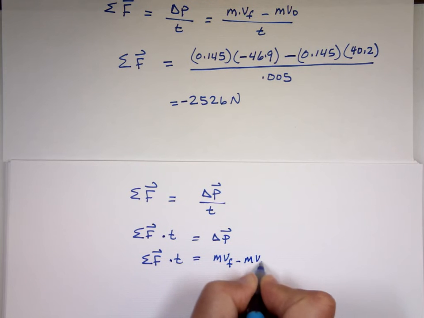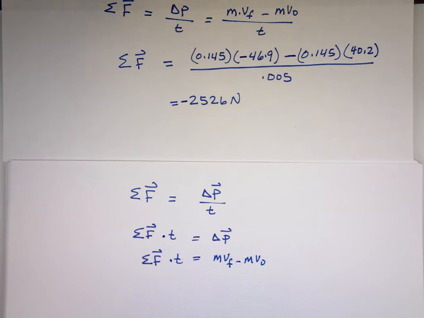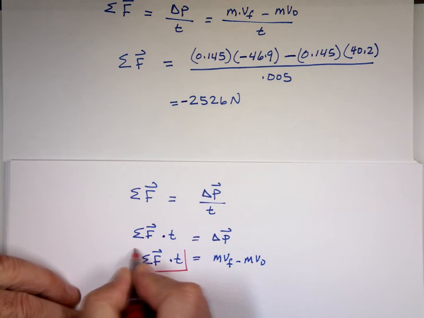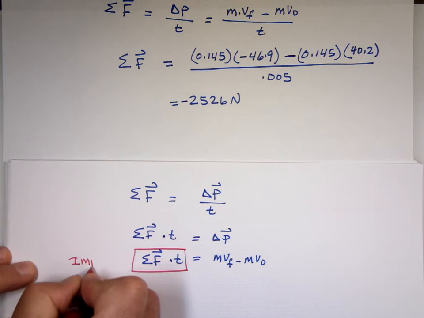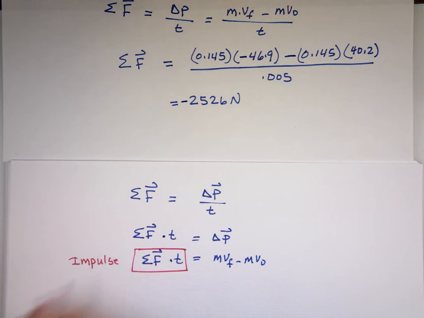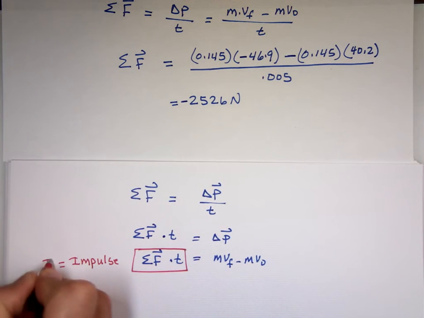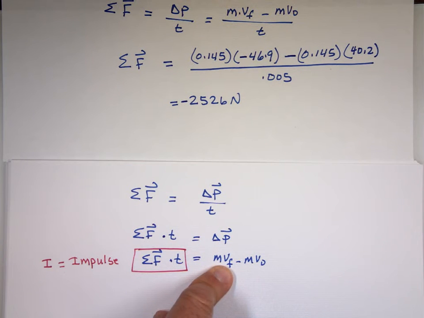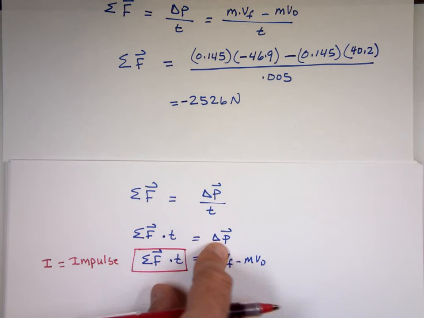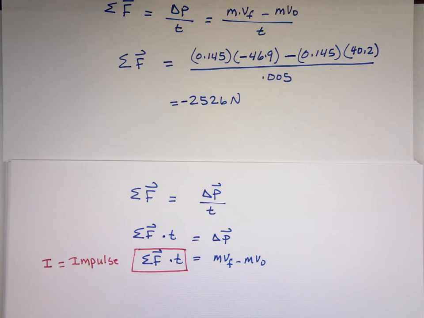In physics, this has a name. We call this impulse. So if you're doing the homework and you hear the word impulse, we use I for impulse. It is equal to the average force times the time, which happens to equal this one too, mass times change in velocity. But we call that the impulse. So you might see a homework assignment that says, find the impulse. You can either use this, or you can use that one, either one.